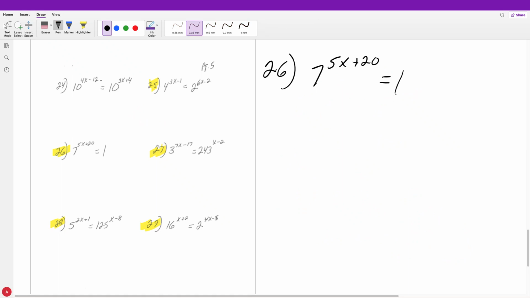All right, so for this next one, we have 7 to the 5x plus 20 power is equal to 1. This is the only time, so we see our bases aren't the same. This is the only time that we actually manipulate the smaller one, and it's because it is the number 1.